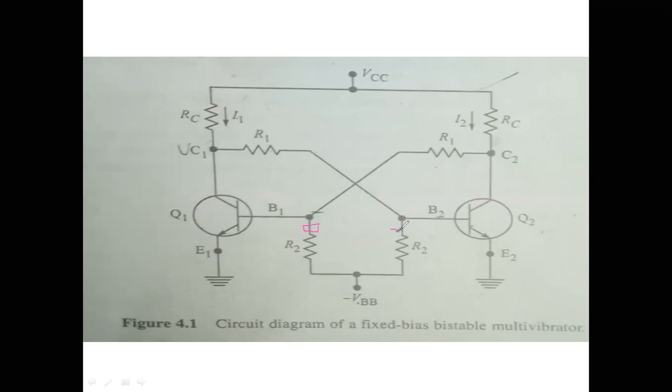You may place the triggering circuit here, because the triggering pulse has to be given to the base. Therefore there will be a triggering pulse here. When you apply this triggering pulse, it may change any one of the transistors. No need to give it for both transistors. We will see what happens when you give the triggering pulse to any one of the transistors.